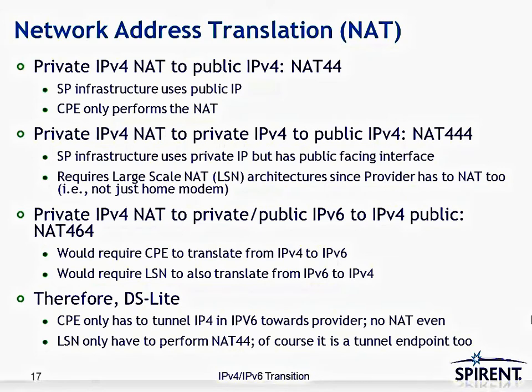So what would be the best solution? And this is what we're going to talk about on the next few slides. There's another technique referred to as DS-Lite, where the CPE only has to tunnel IP version 4 and IP version 6 towards the provider, so the CPE doesn't even have to perform NAT. So similar to what we talked about with 6RD and 6 to 4, but in this case we're talking about the CPE being IP version 4 and the service provider's backbone being IP version 6. So now the large-scale NAT only has to perform NAT 44, so just one conversion of NAT. Of course, it would be a tunnel endpoint too, but as we've described, for instance with 6RD, that's just a simple software upgrade.